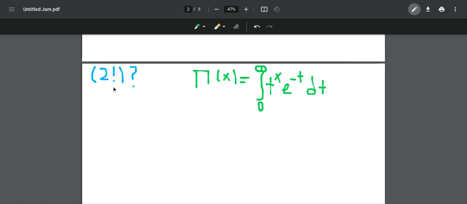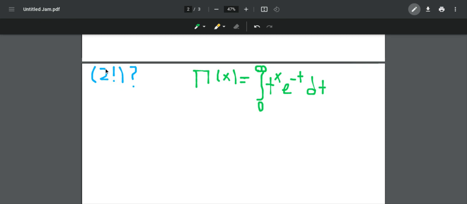So here we have a question: what is 2 factorial? We know 2 factorial is just 2 times 1, which is 2, but there's an easy way. But we want to do the hard way, and we are using a function called the pi function. The pi function is a function represented by this integral, which is precisely used to find factorials, and can also be used to find fractional factorials, such as 1/2 factorial or 3/2 factorial.